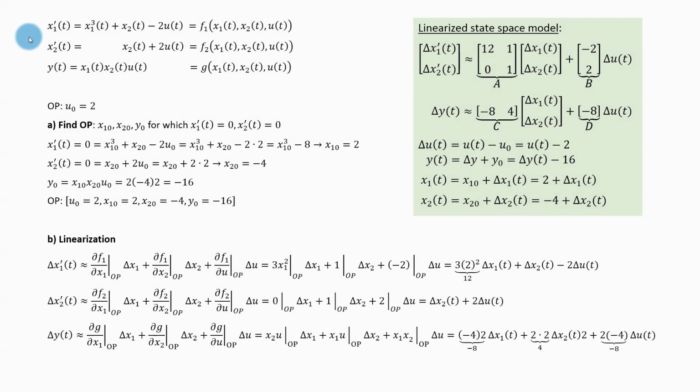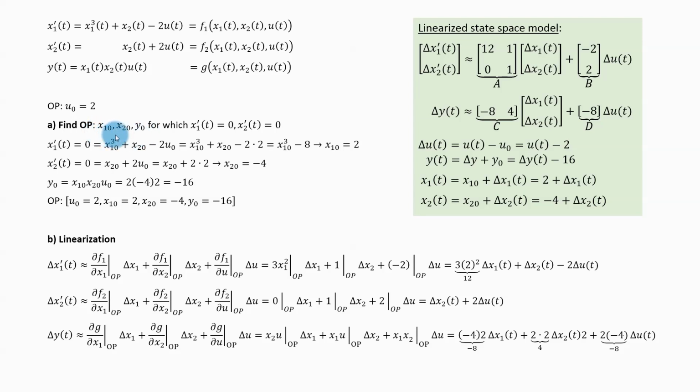On this slide, I have a slightly more complex example of linearization of a state space representation. In this case, I have two state equations and one output equation. To set the operating point, I am given that the value of the operating point at the input is this. To finish the search for the operating point, I also need to find the values of the state variables and the output for the operating point.